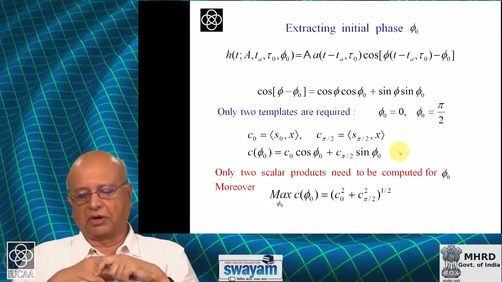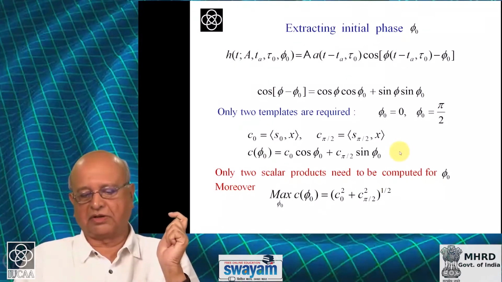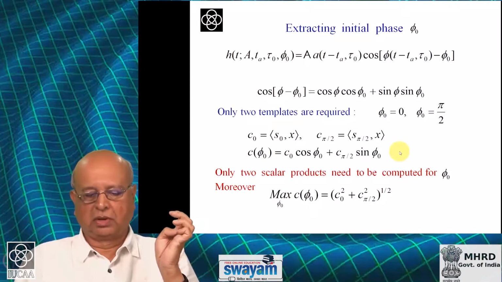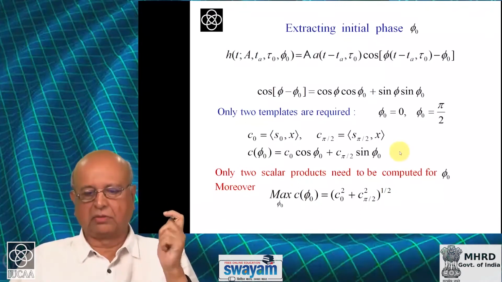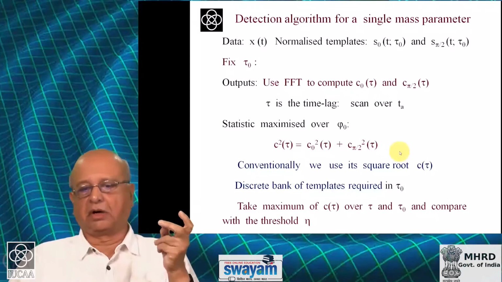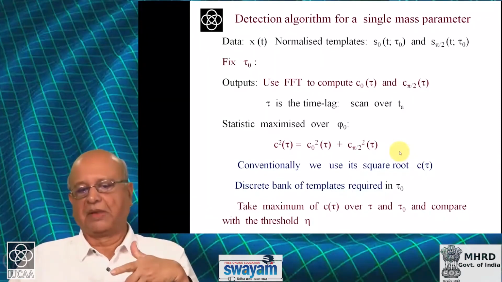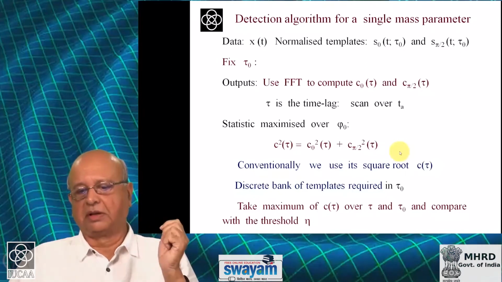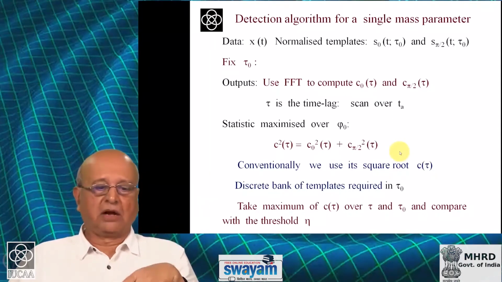So, only 2 scalar products need to be computed for phi naught, and moreover the maximum of C phi naught is just adding the 2, C naught and C pi by 2, in quadrature, and if you like you can take the square root of this thing to make the statistic. So, what is the detection algorithm for a single mass parameter? You take the data x of t, then you use normalized templates s of t; tau naught, s pi by 2; tau naught, and fix tau naught.